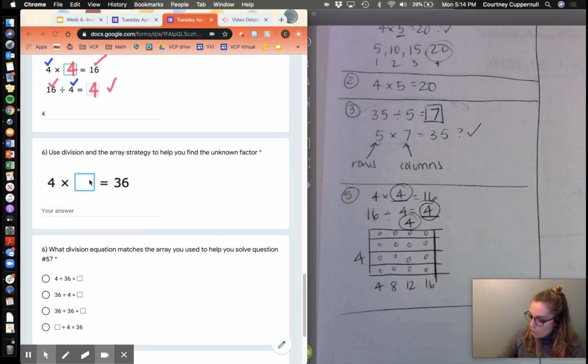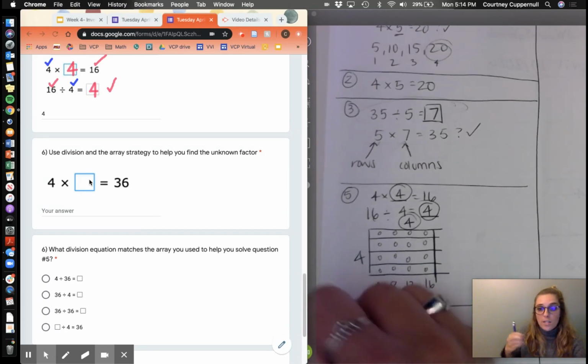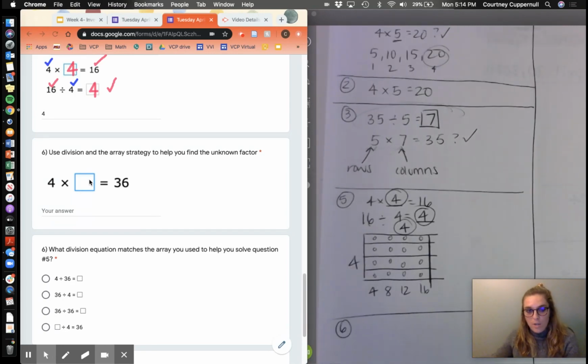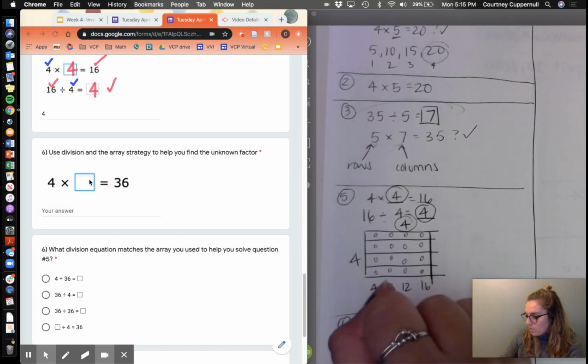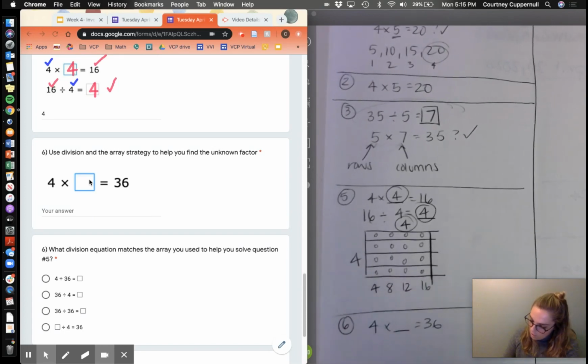So what is our unknown factor? 4 times what number equals 36? How many go into my 4 groups to equal 36? I want you to draw an array like you just saw me do. So to start you off, I'll be kind. So 4 times what number equals 36? What you're going to do is you're going to draw your 1, 2, 3, 4 rows.